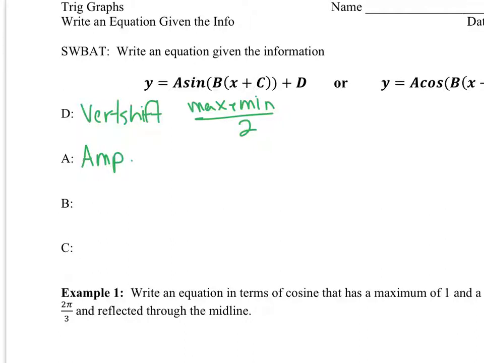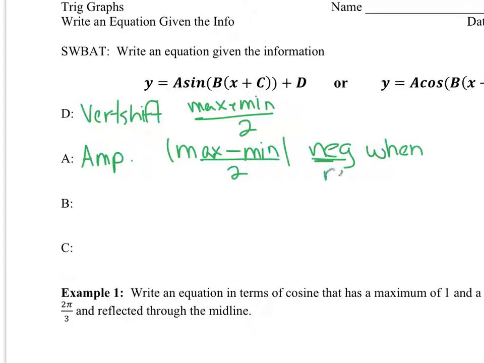A is your amplitude. If it doesn't say what the amplitude is, then you have to do the max minus the min divided by 2. It's the absolute value, but it tends to always be positive anyway. Now, you have to remember that the A is negative, not the amplitude, when reflected through the midline.